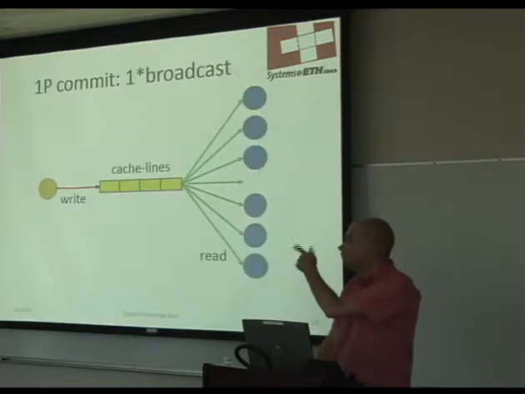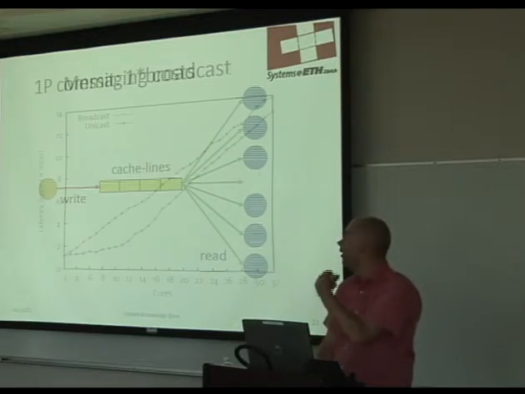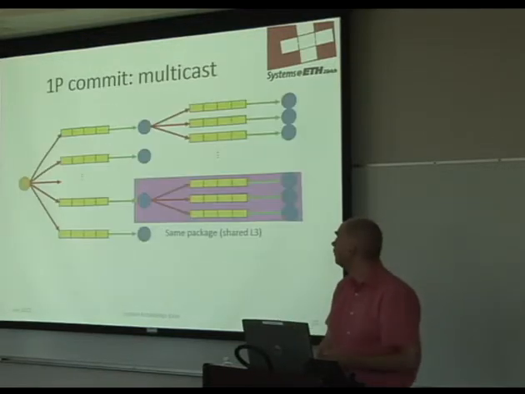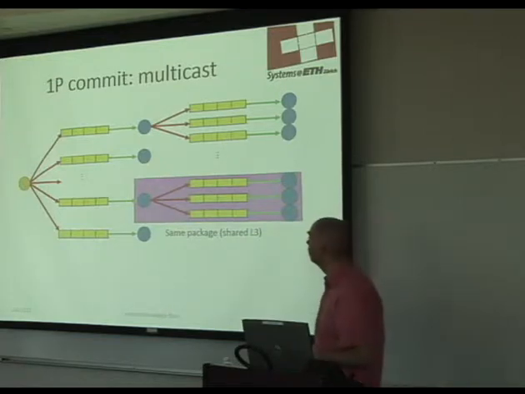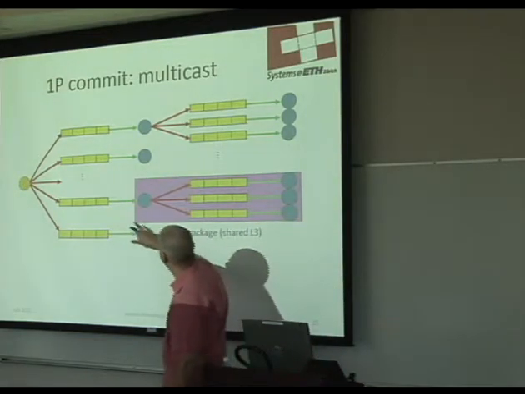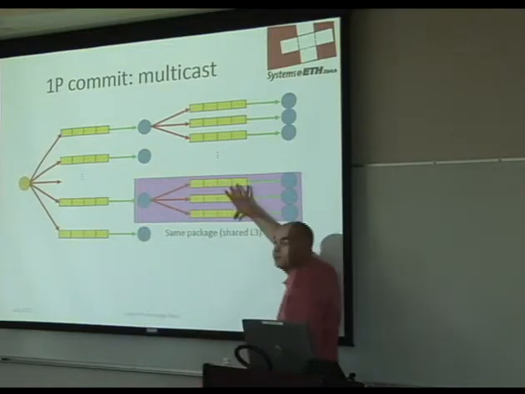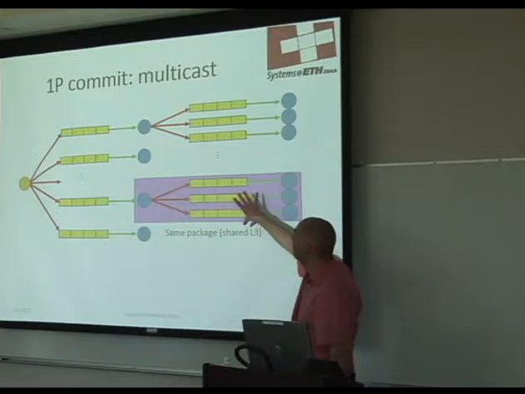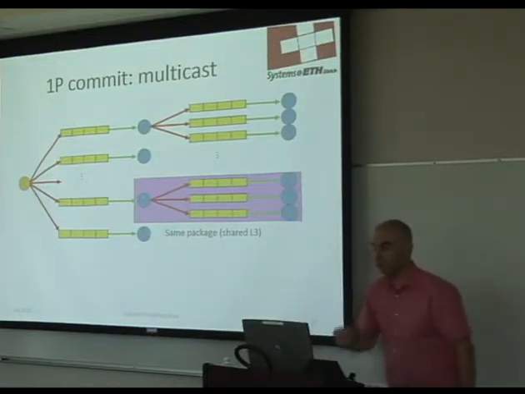I mean, here are two ways to do it. This one is one way, this is another way to do it. Maybe we could be smarter. So maybe we do this. We notice there are packages, and going to another package is expensive. There are four cores per package. So what if we send something to one core in each package, and then that re-multicasts to the other three cores in the package? So we have this tree now. Maybe that's actually faster.